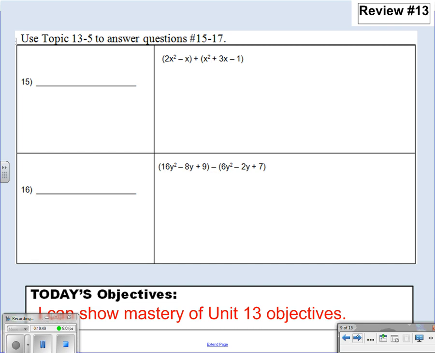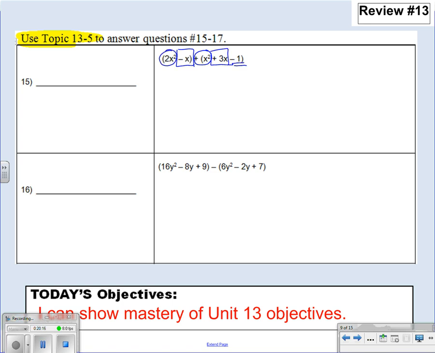Okay, the last 3 problems come from our last topic, topic 13.5. 13.5 deals with adding and subtracting polynomials. So we are going to add these polynomials together. This is combining like terms. I'm looking for all my x squareds, and then I will look for all my x's. So I'm boxing them, and last are my constants.